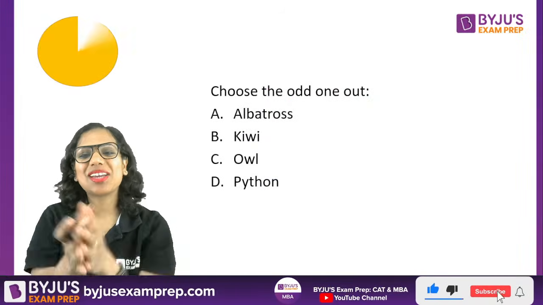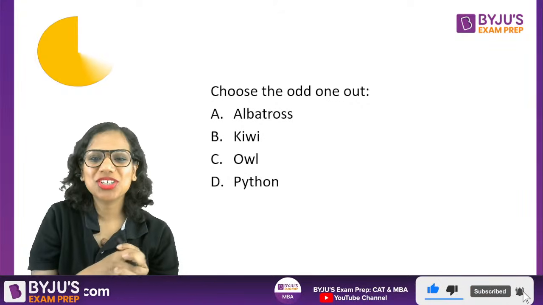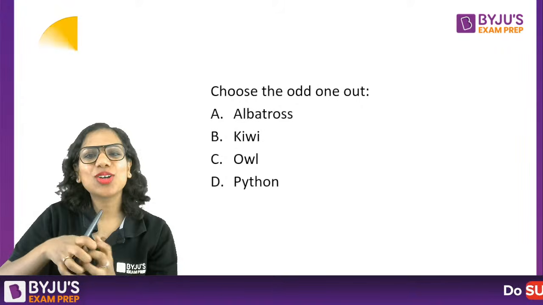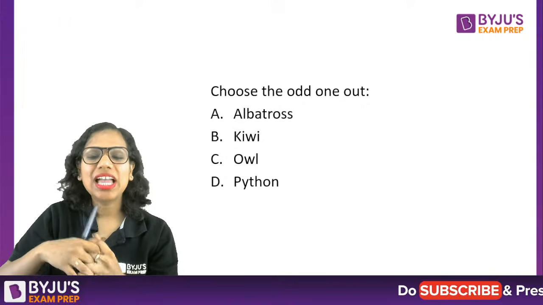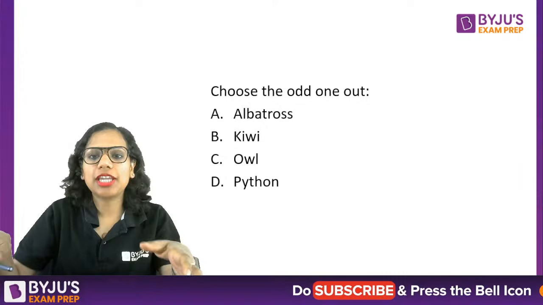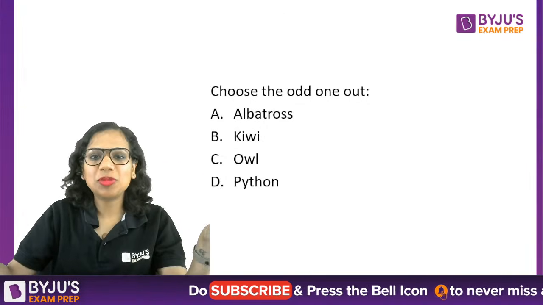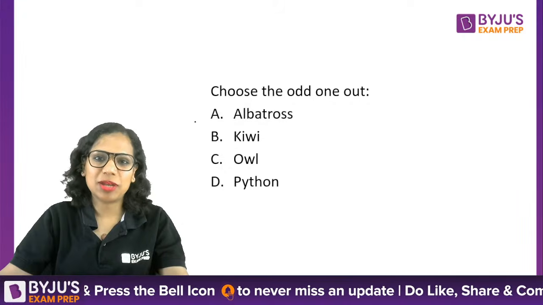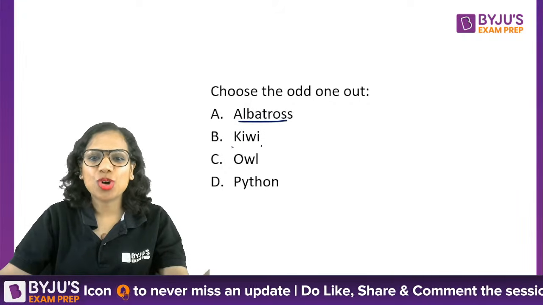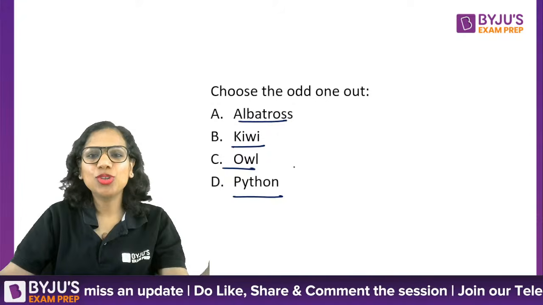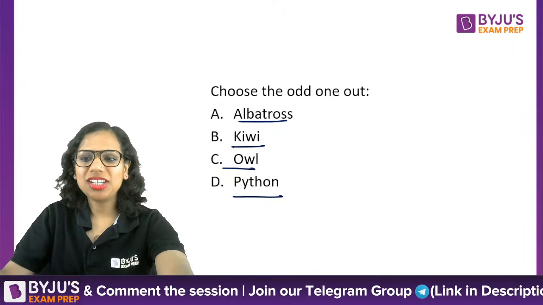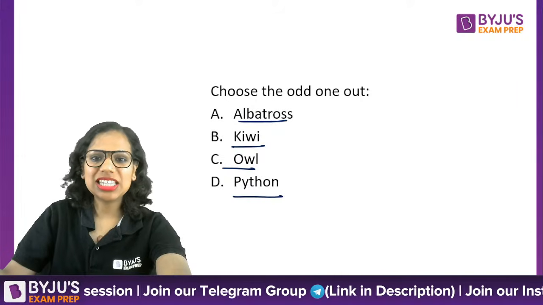Hi Pooja, let's attempt this question. Choose the odd one out. Yes. 10 seconds. Very easy. This is a general knowledge question. I included this because a lot of times such questions appear in your exam in vocabulary. Now, it's actually more about your GK than your vocabulary. Right? Albatross, kiwi, owl, python. Not difficult vocabulary words, but it's important that you know their meanings, isn't it?